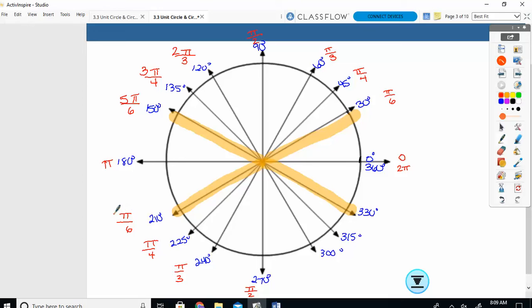Then the numerator, it's bigger than pi. It's bigger than 180. So what's the top? 1 bigger than the bottom. So 1 more than 6 is 7. 1 more than 4 is 5. 1 more than 3 is 4. 1 more than 2 is 3. So 7 pi over 6, 5 pi over 4, 4 pi over 3, 3 pi over 2.